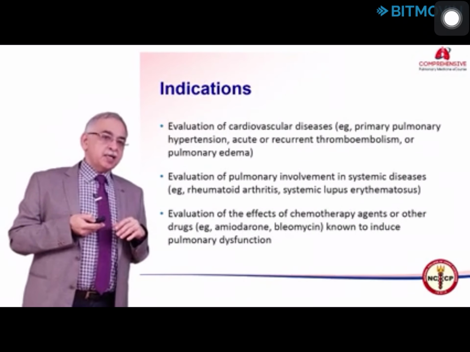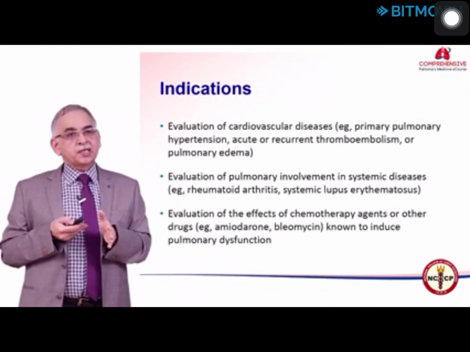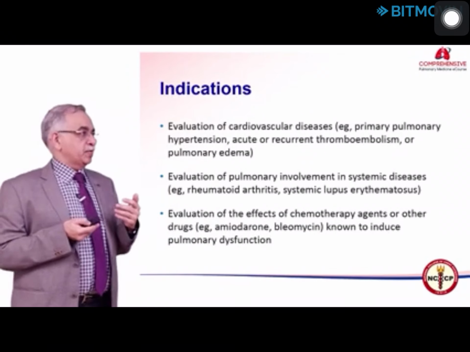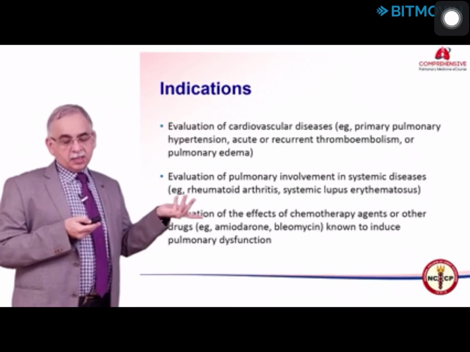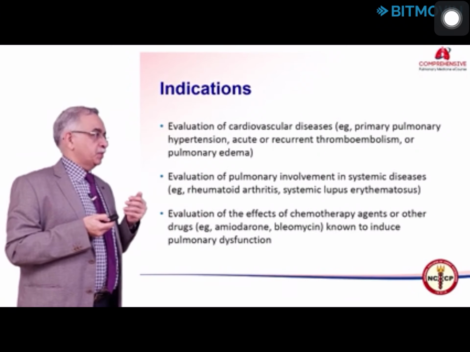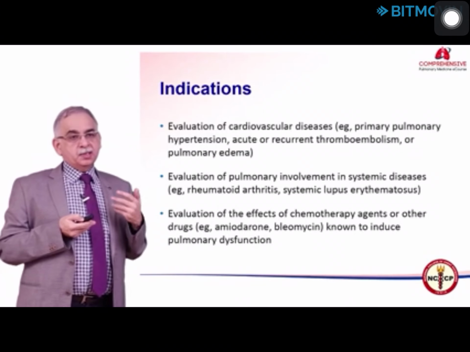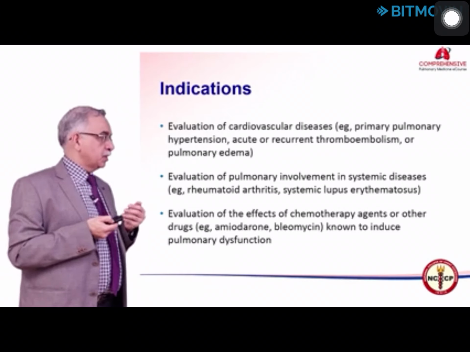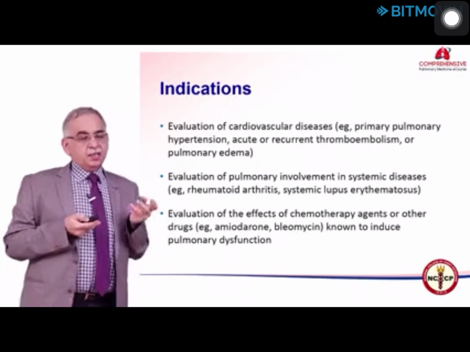Then there are other conditions where diffusion capacity is affected, because it is also related to the circulation. Several of the diseases of the pulmonary vasculature, like primary pulmonary hypertension or the so-called group 1 pulmonary hypertension, then acute and recurrent thromboembolism, conditions leading to pulmonary edema, all these will affect diffusion capacity. Evaluation of pulmonary involvement in systemic diseases.